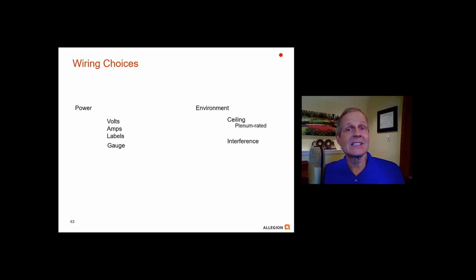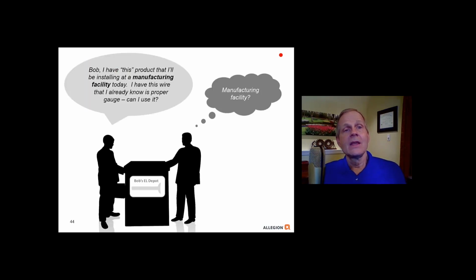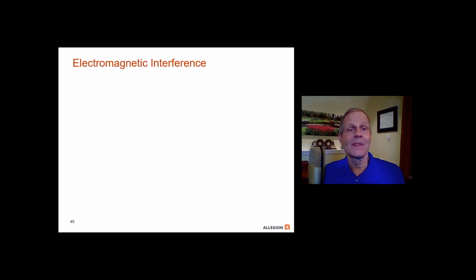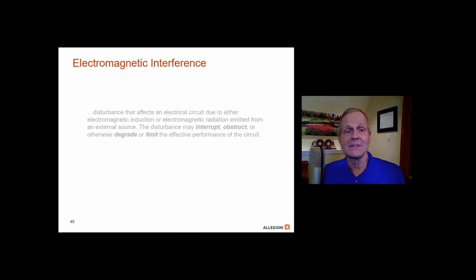Now the next factor we need to consider is interference. All right, so the technician's saying to Bob, well, I've got this product I'll be installing in a manufacturing facility. I have some wire, I know it's the proper gauge, but I want to make sure that I can use it. So the supplier's saying, manufacturing facility, there are some other considerations there. And that is electromagnetic interference. So you can see the definition. It's basically anything in an electrical circuit that can interrupt, obstruct, degrade, or limit the effective performance of a circuit. So it's anything that's going to interfere with the proper operation of the circuit.